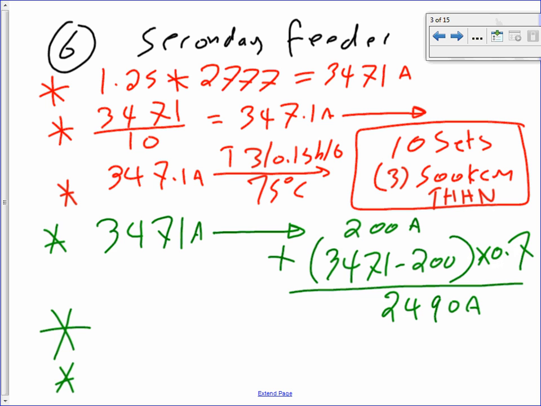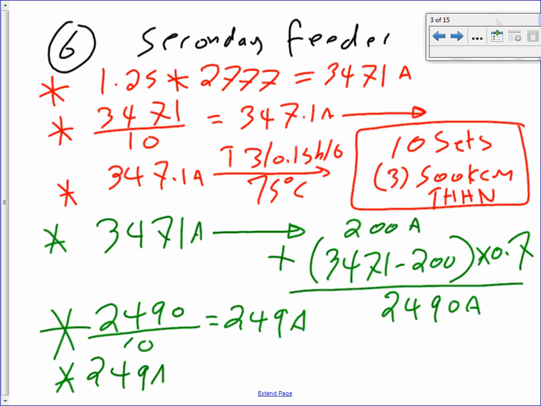Then you take the 2,490 amps divided by 10. You get yourself 249 amps. Why 10? Adam, because we parallel the phases 10 sets. Do I have a choice when I parallel the phases 10? I have no choice. I have to parallel 10. So then you got yourself 249 amps.